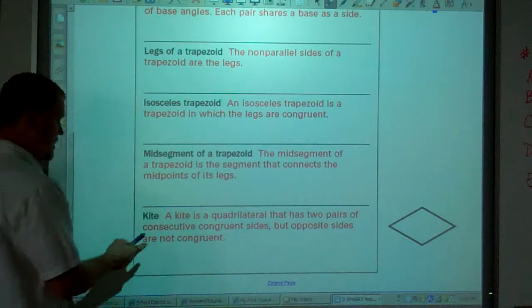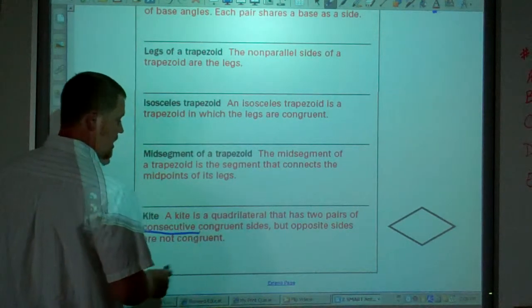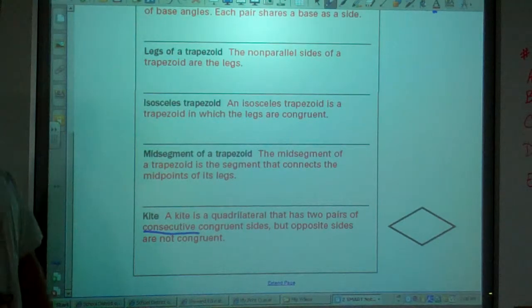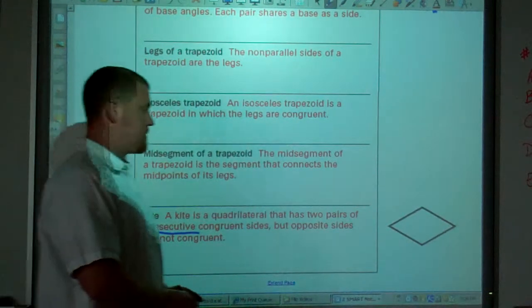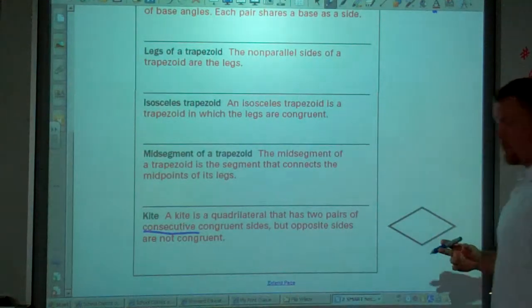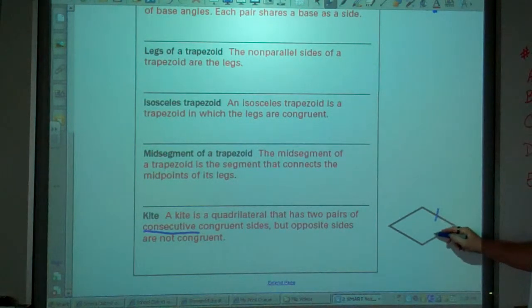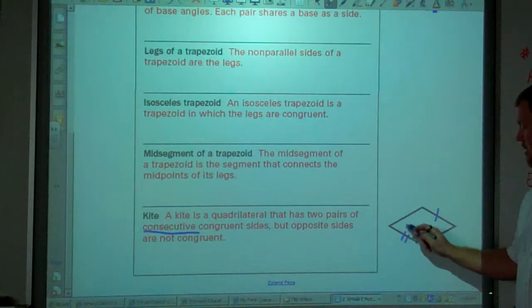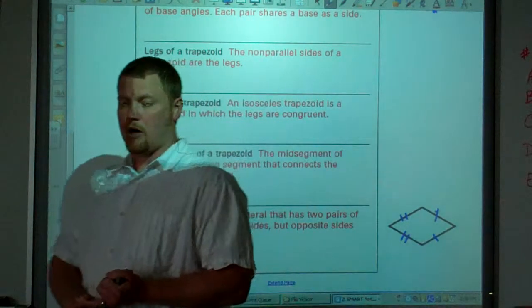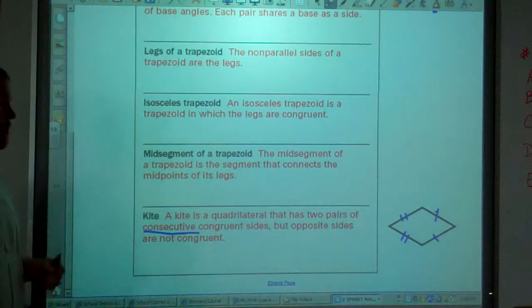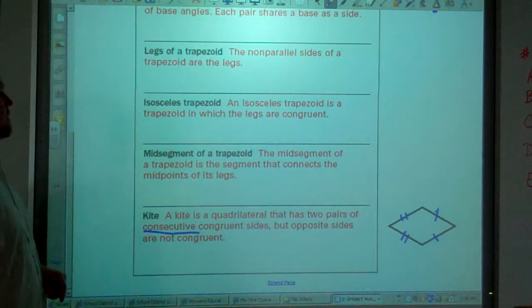you gotta know what that word means, consecutive, congruent sides, but opposite sides are not congruent. So opposite sides aren't congruent, but consecutive sides are. Consecutive means right in a row. So these two sides could be congruent, and then these two would be congruent to each other. But opposite sides are not congruent to each other in a kite. So a trapezoid and a kite are not parallelograms.